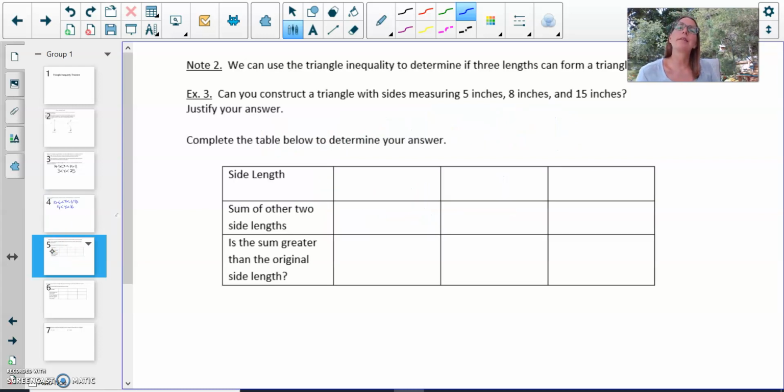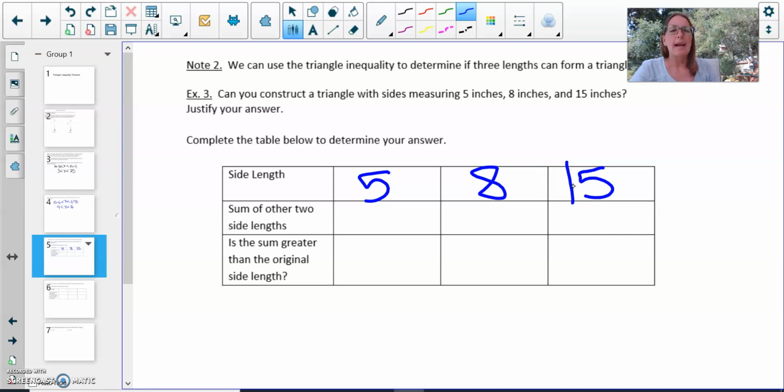We can also use the triangle inequality to determine if three lengths form a triangle. Example 3. Can you construct a triangle with sides measuring 5 inches, 8 inches, and 15 inches? Justify your answer. We're going to complete the table below to determine our answer. So in the first row, we're going to put the side lengths. We have 5 inches, 8 inches, and 15 inches.